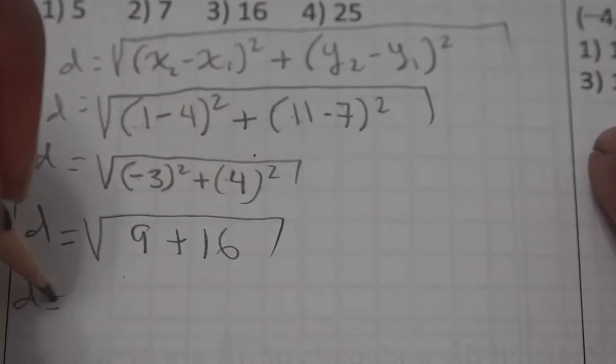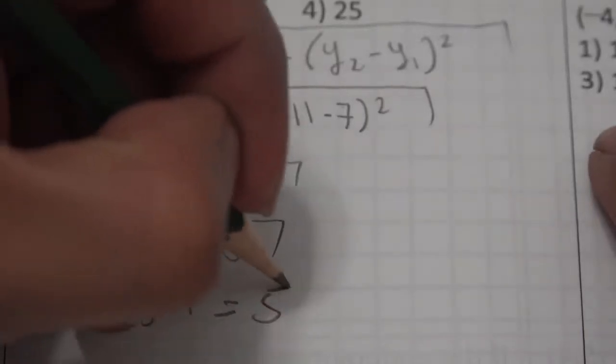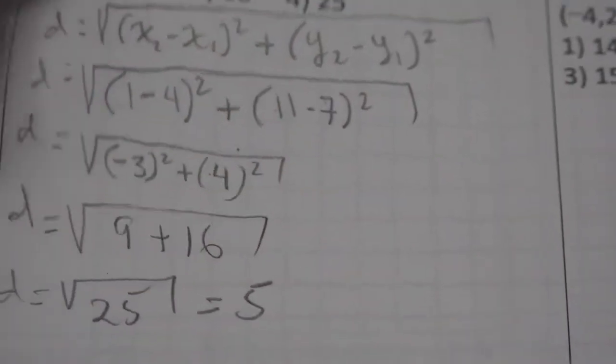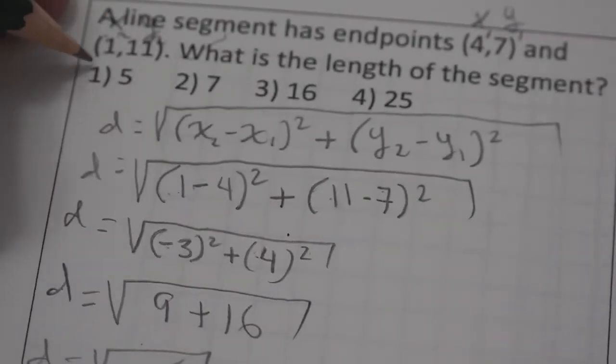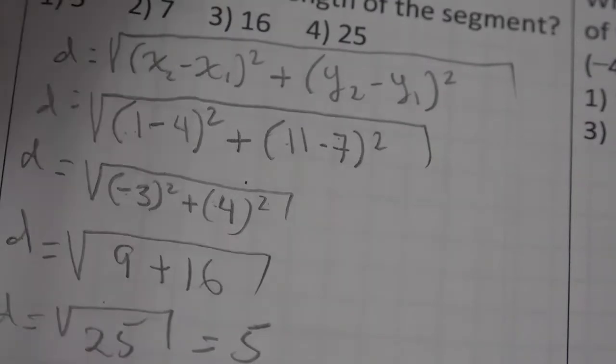We already know what this is. This is radical 25, and the square root of 25 is 5. So the length of the segment is 5 units. So our answer being choice number 1. Of course, you circle the choice. If you don't, you're going to get it wrong.